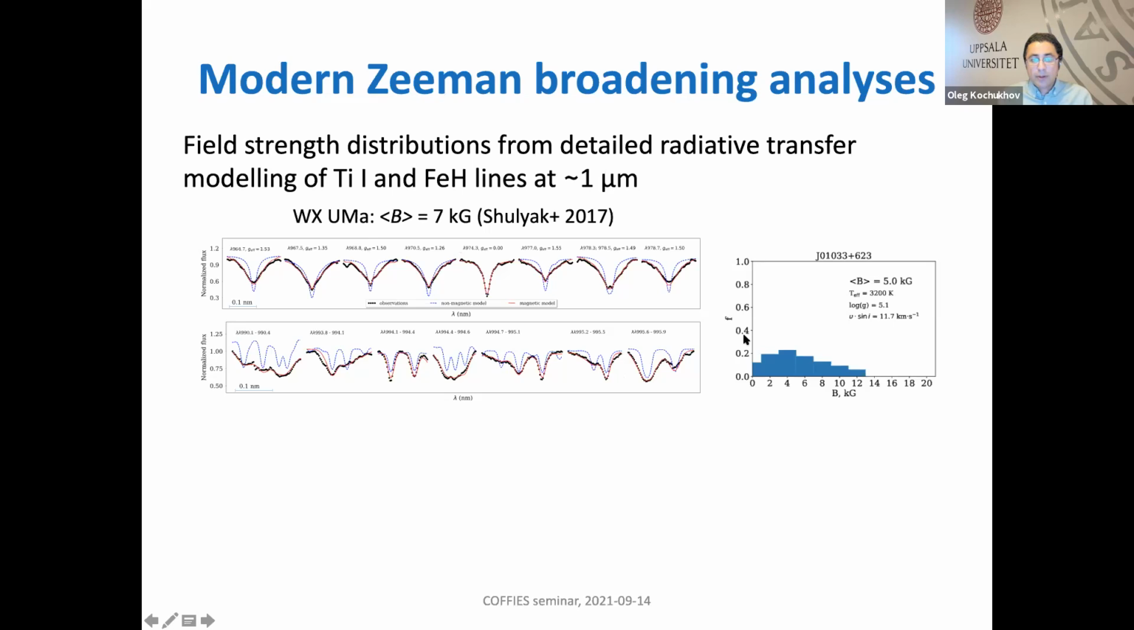Moreover, with this methodology, with this kind of observations, we are not only able to derive some kind of mean field, typical field, but we are able to fit the distribution of the magnetic field strength, this kind of histogram as illustrated here. So we usually split magnetic field in different bins of 2 kilogauss, 1 kilogauss, and then allow computer codes to find filling factors corresponding to these different bins of magnetic field strength.